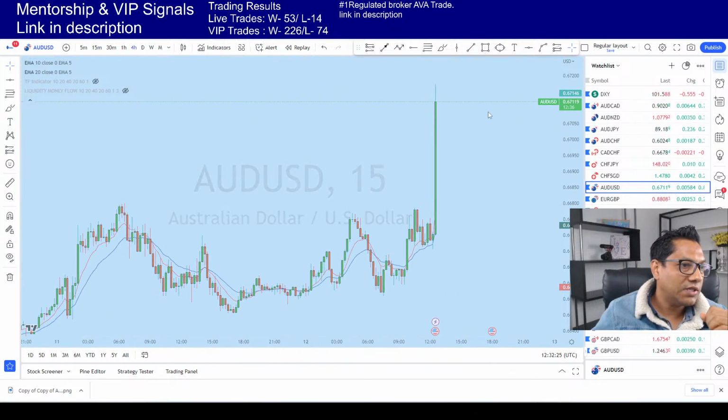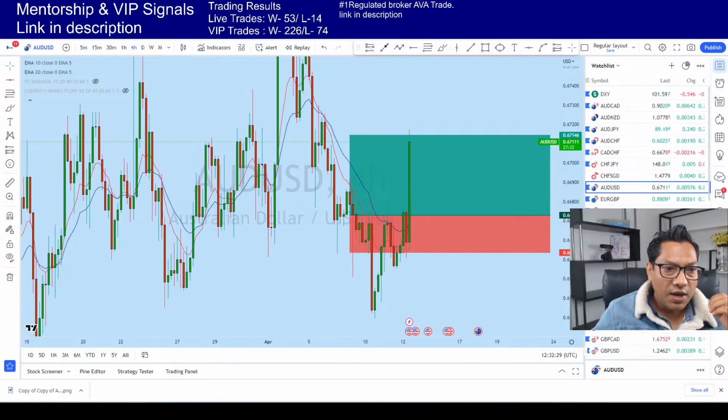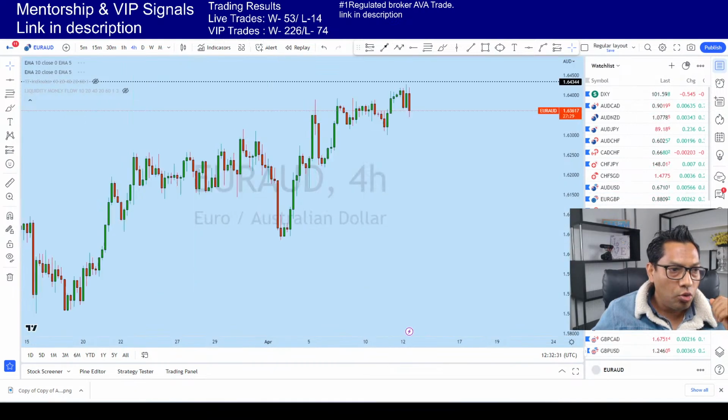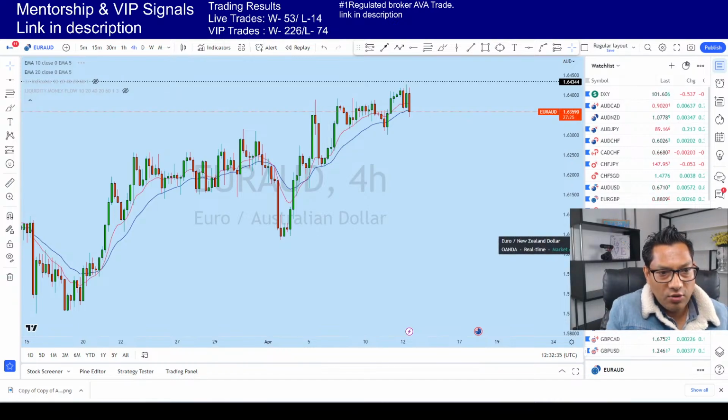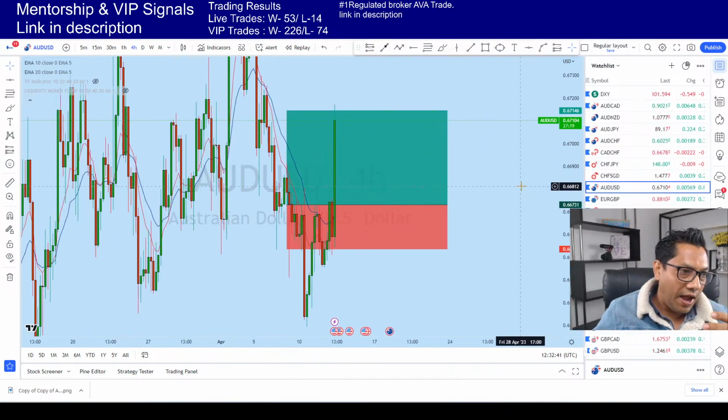AUD/USD, you can see that there is a big impulse to the upside, a huge movement. Euro AUD has dropped to the downside, and AUD/USD has a strong impulsive move to the upside. Now this is what happened.